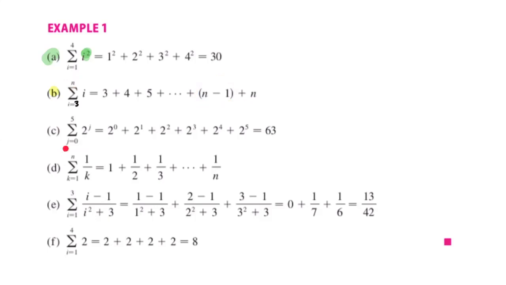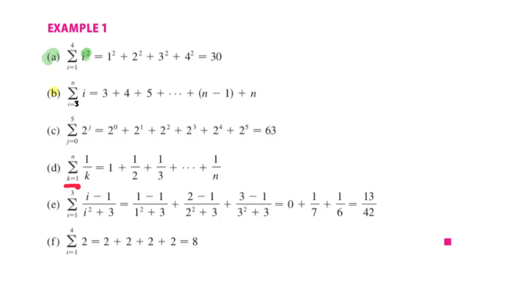This index j starts at 0, and the terms are 2 to the j. So that counter is going in an exponent this time. You got 2 to the 0, 2 to the 1, 2 to the 2. Why does it stop at 2 to the 5? Because 5 was the upper limit. All right, I'll let you check that those add up to 63.